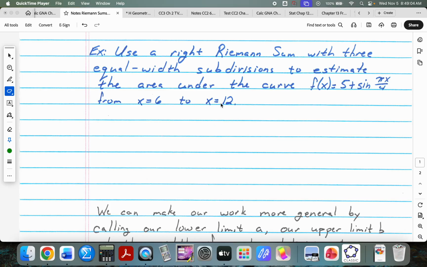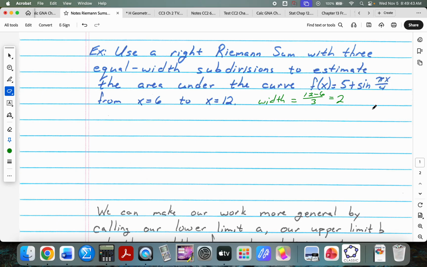So the distance from 6 to 12 is the distance of 6, right? If we want each subdivision to be the same width, and we want 3 subdivisions, how wide should each subdivision be? 2. Yeah, so the width of each subdivision, if you want to write out what it is that we did to get it, it's 12 minus 6, that's the total width, divided by 3, the number of subdivisions, gives us that every subdivision is going to have a width of 2.